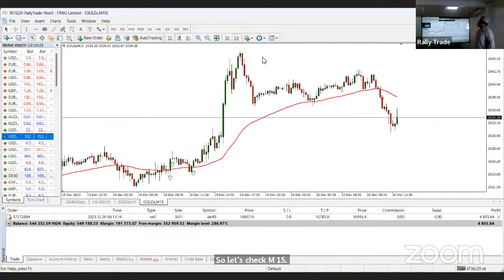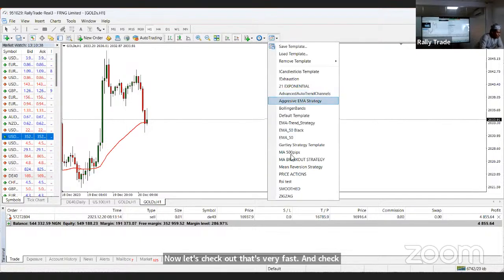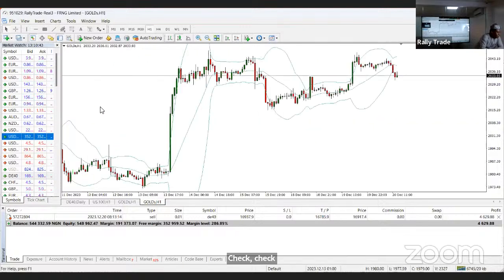Okay, the 15 minutes is telling us to do what? Sell, is that not? Yeah. Okay, so now we know that this one has potential to go down. Now let's check another strategy very fast, 1 hour, and check with Bollinger Band. Check with mean reversion. The mean reversion strategy is saying nothing because there's a range right now.